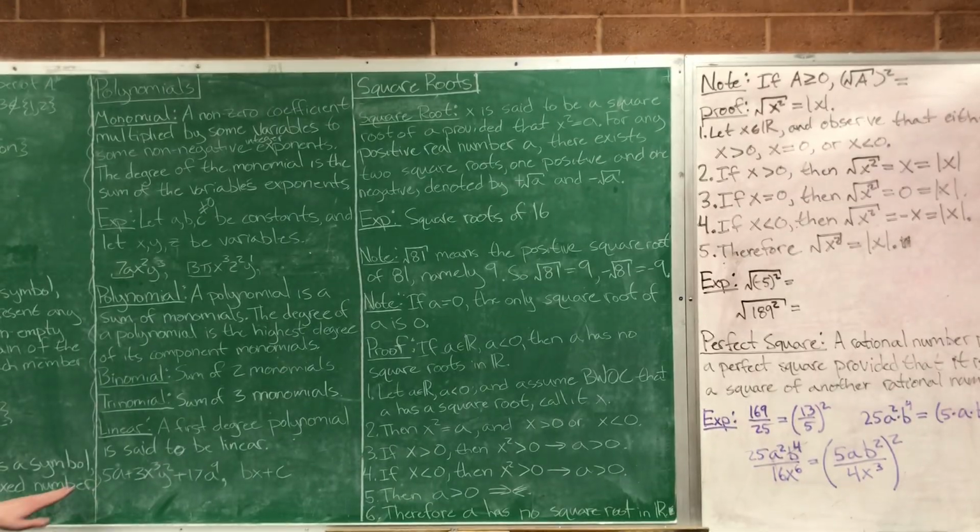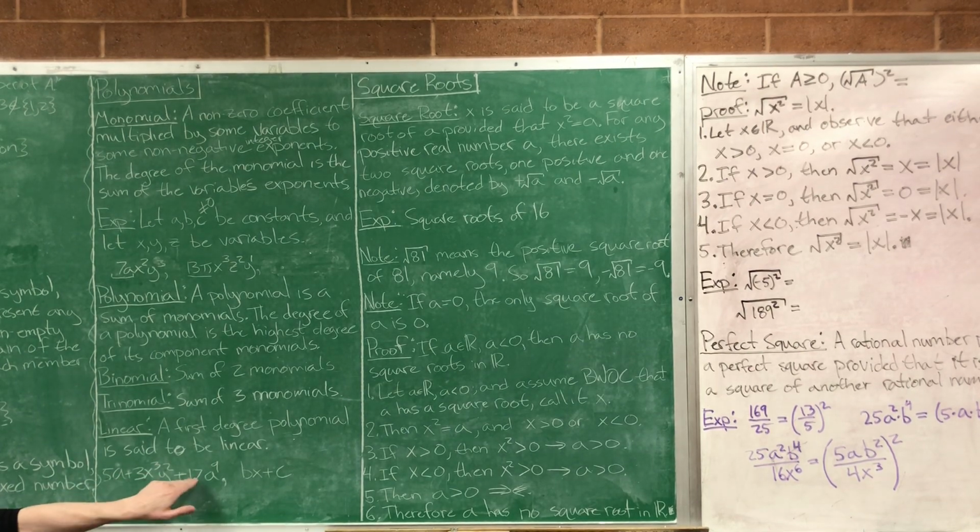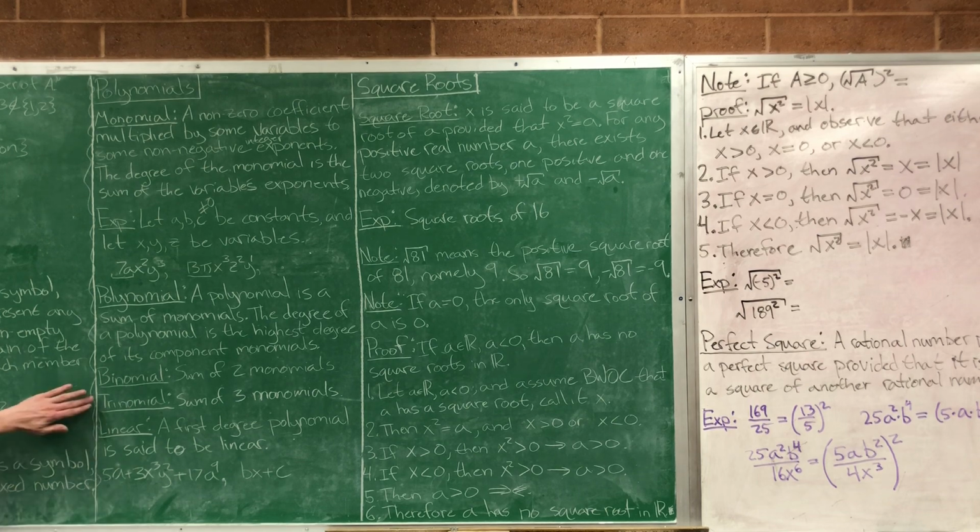So right here, we have 5a plus 3x cubed y squared plus 17a to the 9. Is this a polynomial? That's a monomial, that's a monomial, that's a monomial. It's a sum of monomials, therefore it's a polynomial. How many terms does it have? How many monomials do we add up? 3. So this is also called a trinomial. A trinomial is a polynomial with 3 terms in it.